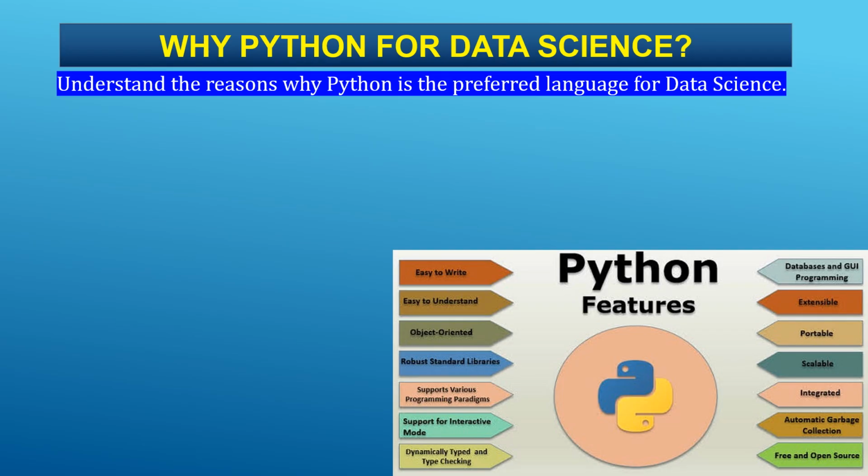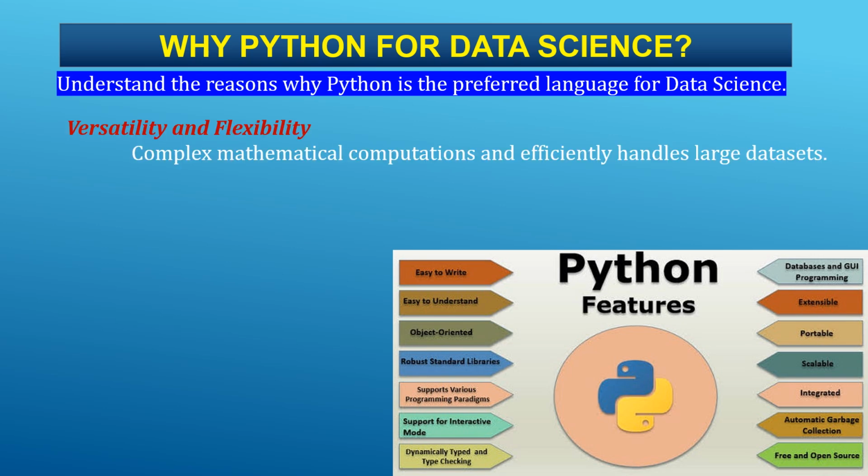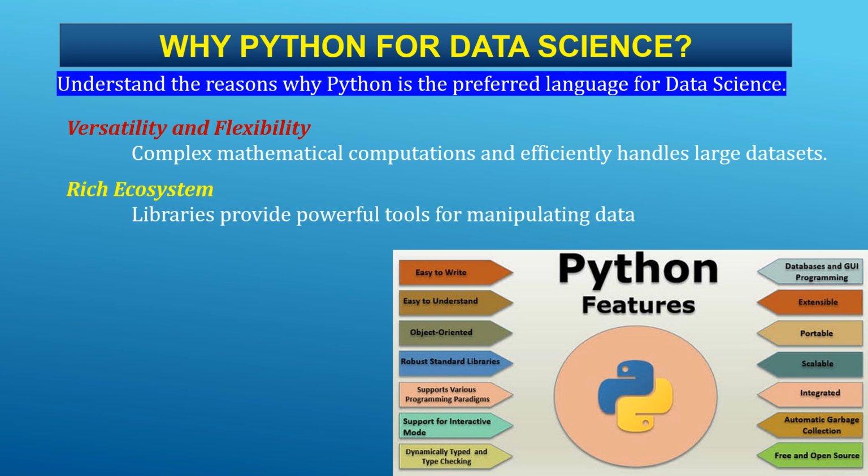Why Python for data science? Understand the reasons why Python is the preferred language for data science: versatility and flexibility, rich ecosystem, and ease of learning. Versatility and flexibility: Python supports complex mathematical computation and efficiently handles large datasets. Its versatility allows data scientists to perform a wide range of tasks, from data preprocessing to advanced modeling.